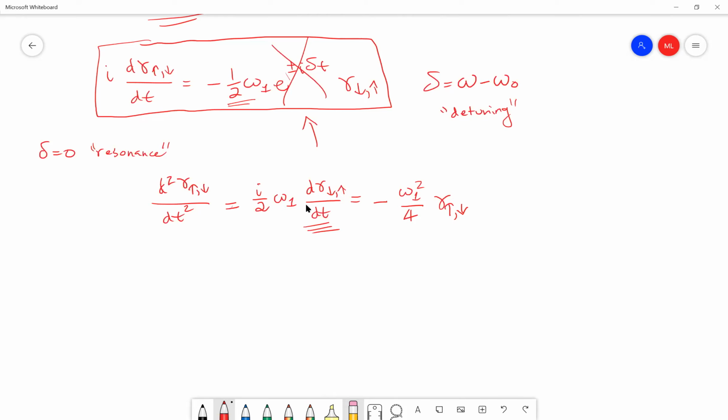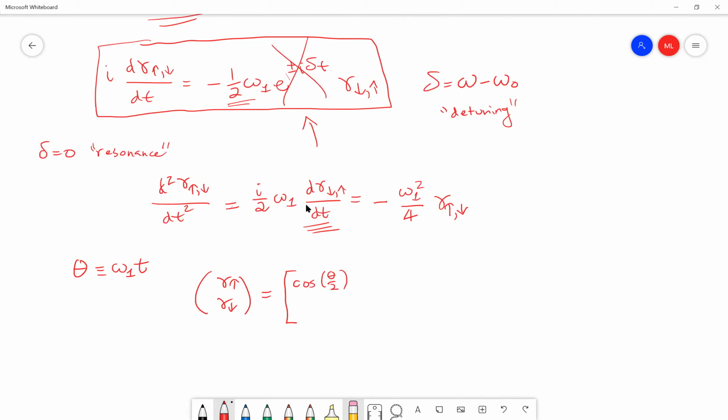So if we define theta as omega 1 times t, then the solutions for gamma up and gamma down can be written as the following matrix multiplication. And I'll show you why it's convenient to write it this way. It's because it reveals the physics that's going on.